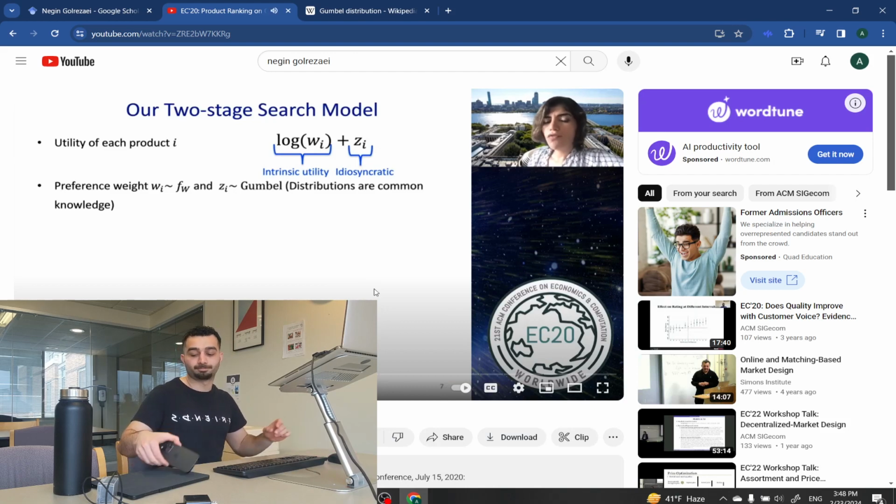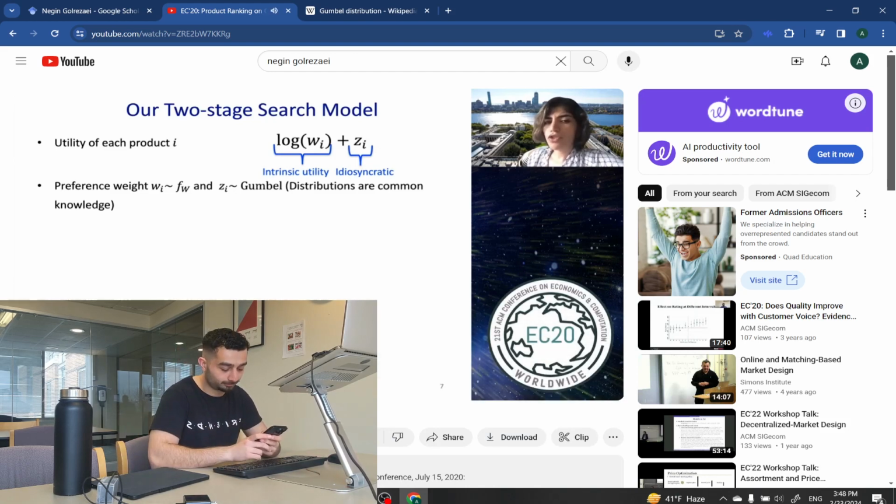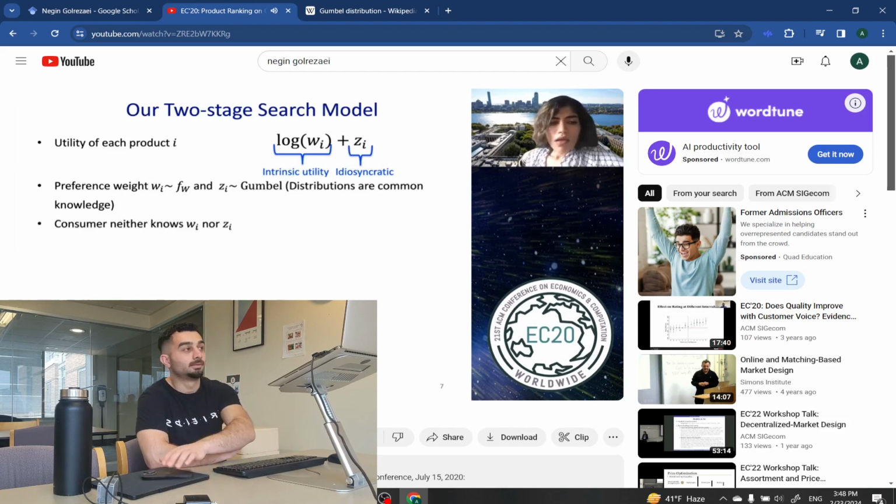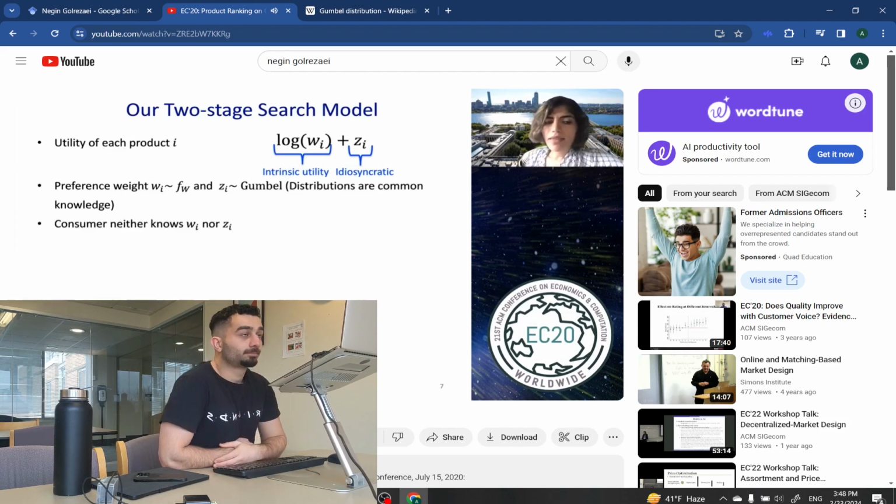And for those of you who are familiar with assortment planning literature, Gumbel distribution is pretty common in that literature. So both distributions are common knowledge. Platforms and consumers are aware of these distributions. But what is important here is that the consumer knows neither WI nor ZI.